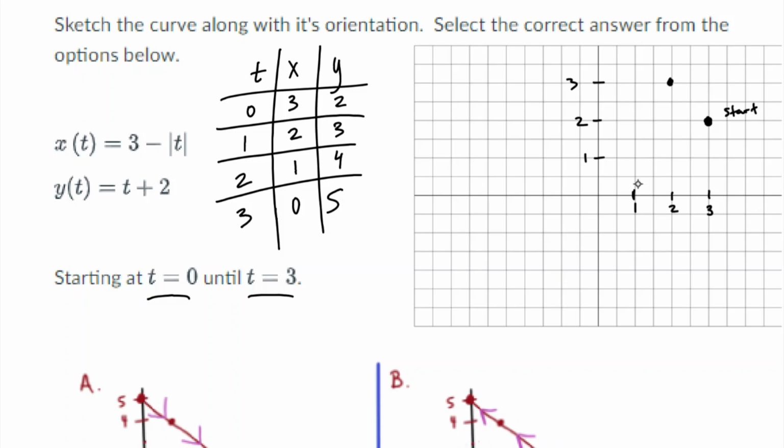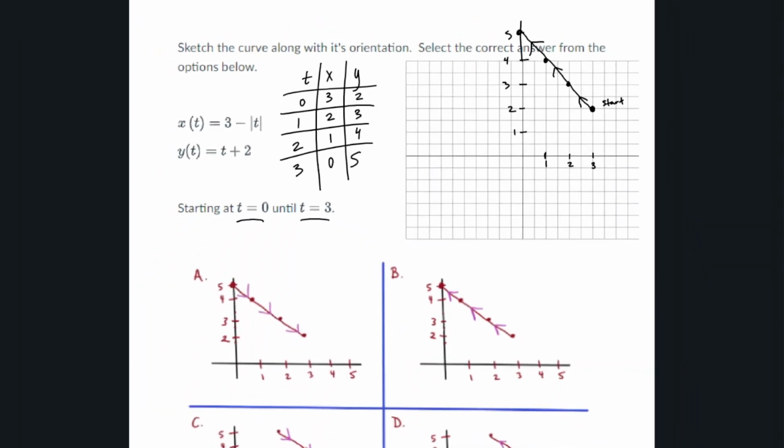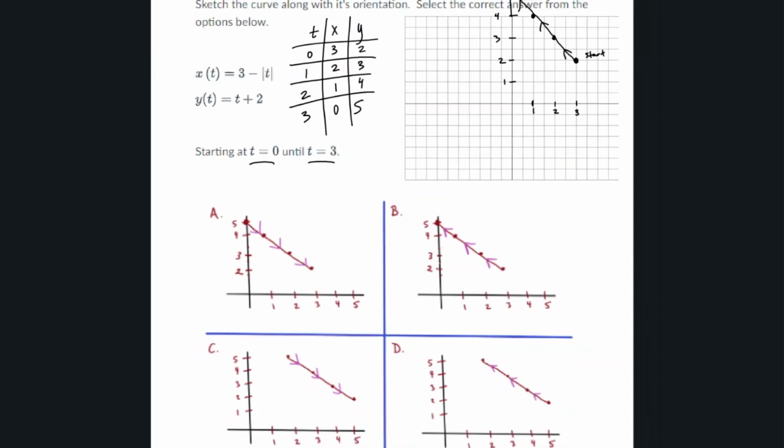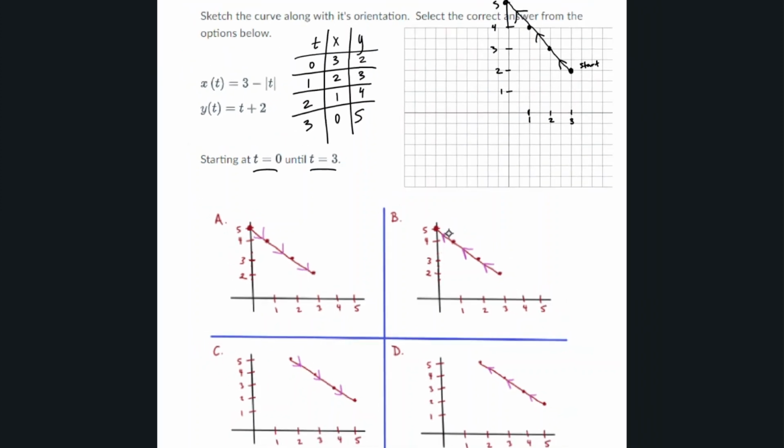And then it goes 1 in the x, but 4 in the y. And then it goes all the way up to 5, 0. So this looks like a straight line to me, but the orientation, remember, I started here and I went upwards. That's key. So when I look at these answer choices, which one of them hit the y-axis?